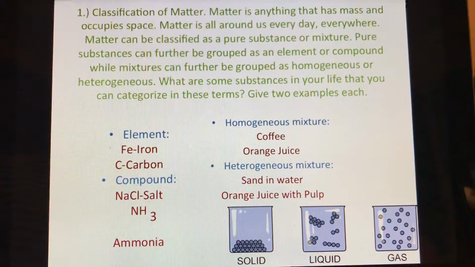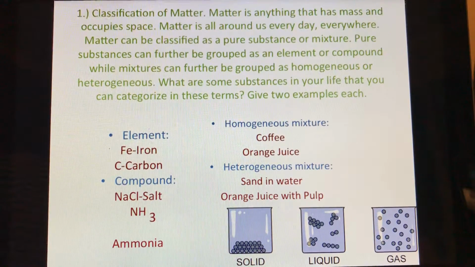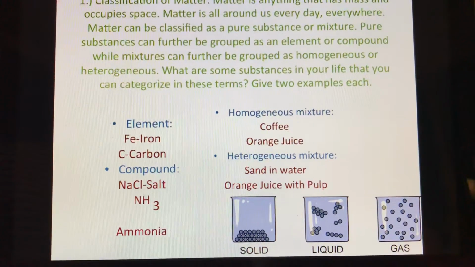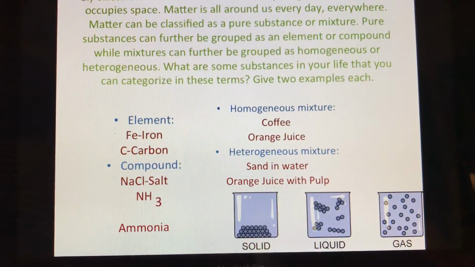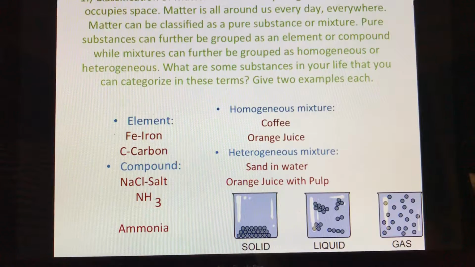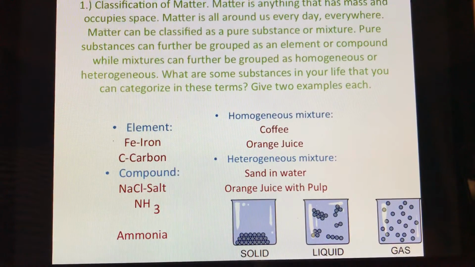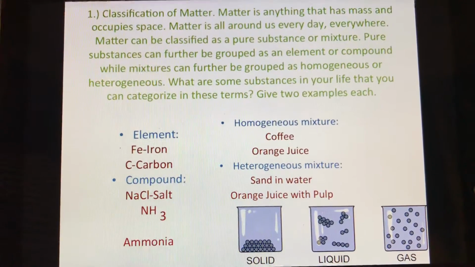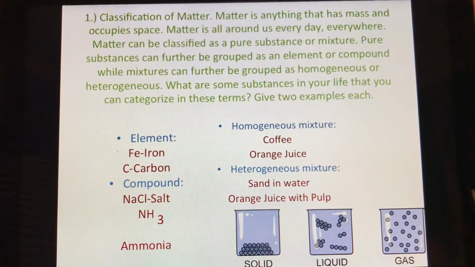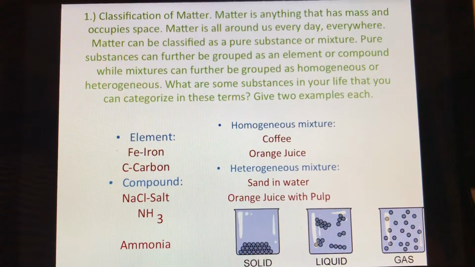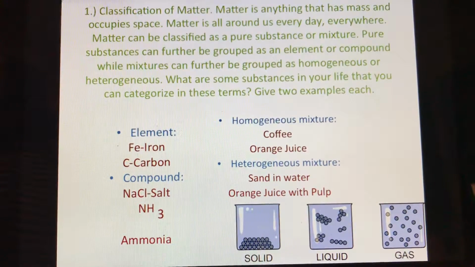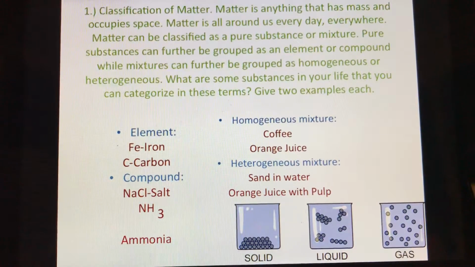Give 2 examples each. The examples that I use for element are Fe, which represents iron, and C for carbon. For compound, I use salt, which is NaCl, and NH3 for ammonia. For a homogeneous mixture, I chose coffee and orange juice because typically with those mixtures, you can't really distinguish what things are placed into it. Whereas for heterogeneous mixtures, sand and water, and orange juice with pulp, you're able to see where the pulp is. The same with the sand, you're able to distinguish where it's placed when it's in the water.